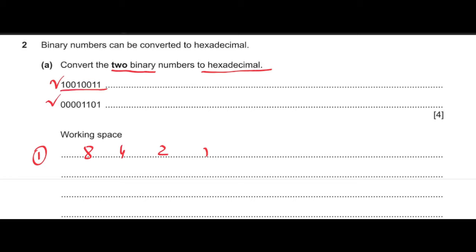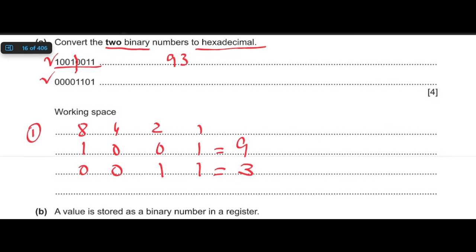1, 2, 4, 8. This is the first number. Let's divide it into four bits. First 4 bits will be 1001 here. Next 4 bits will be 0001. Let's add them up. 8 plus 1 is 9, and 2 plus 1 is 3. The answer will be 93. This is in hex. Let's do question number 2.